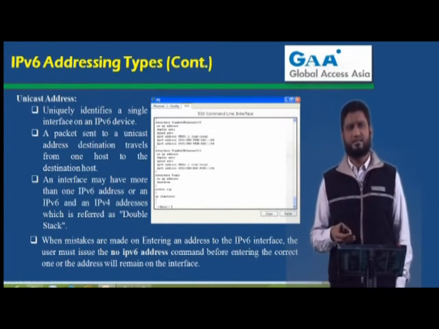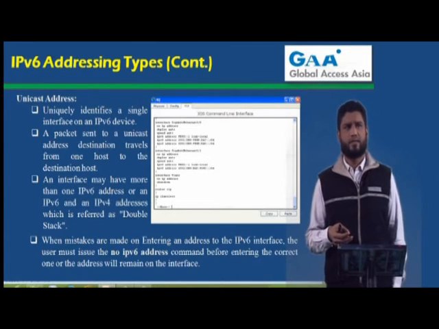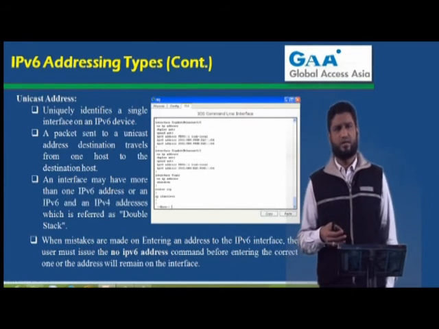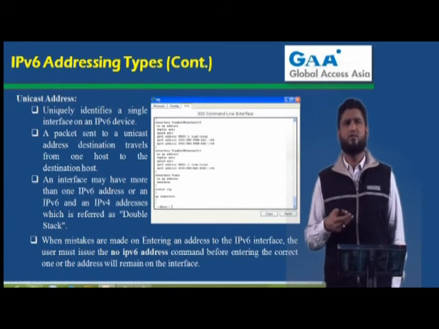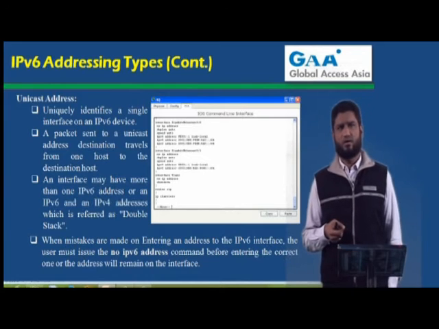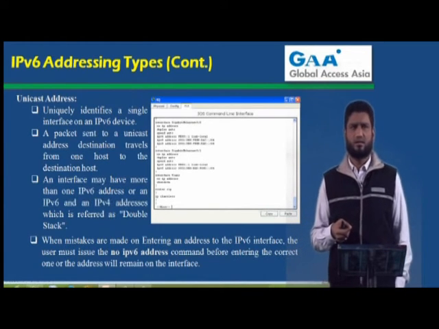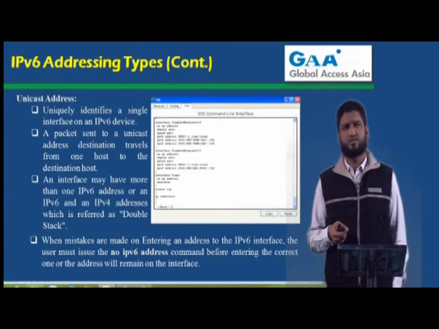IPv6 address types: unicast addresses. If we define unicast addresses, what is their functionality? They uniquely identify a single interface on an IPv6 device. A packet sent to a unicast address destination travels from one host to the destination host.